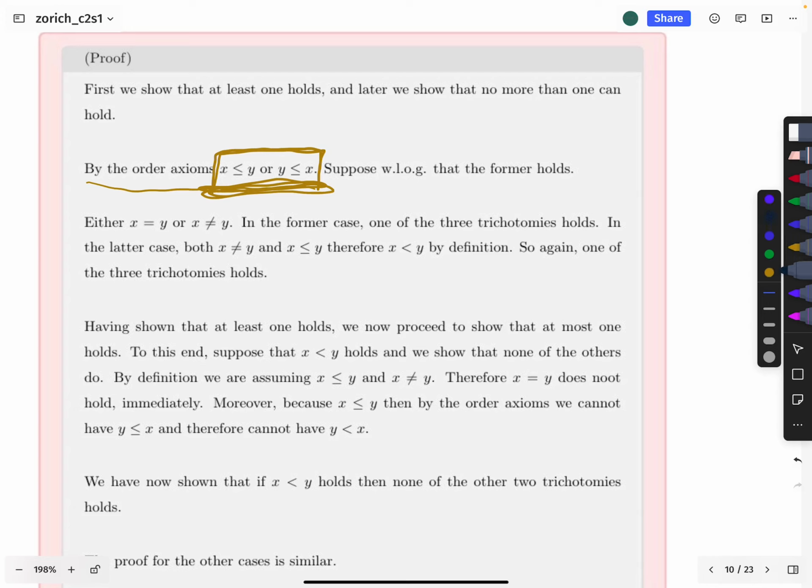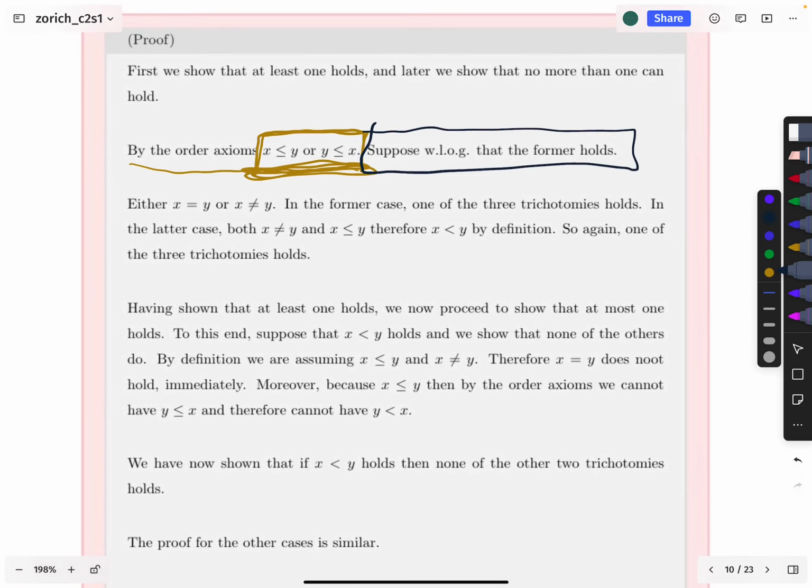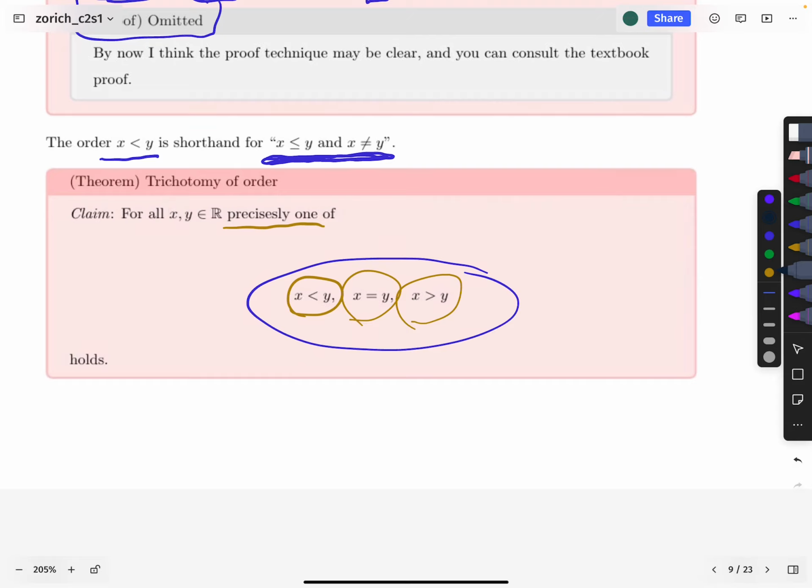And then we're trying to prove that one of the three cases listed earlier must hold. Without loss of generality, let's assume the former. In that case, let's further subdivide the cases into the possibility that x is equal to y or x is not equal to y. One of those must hold, somewhat obviously, and if the former holds, we are done, because that was one of the three things we were trying to show. So if that holds, then one of the three things holds.